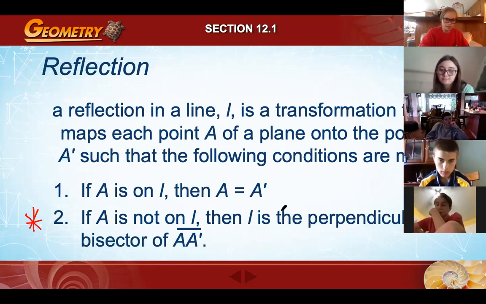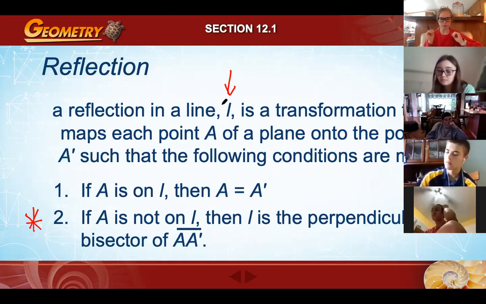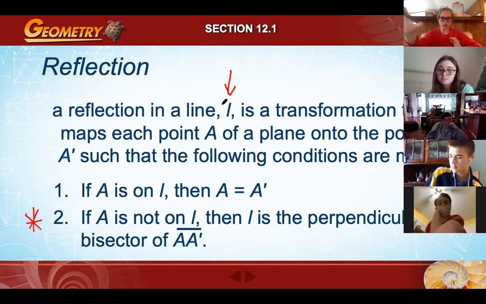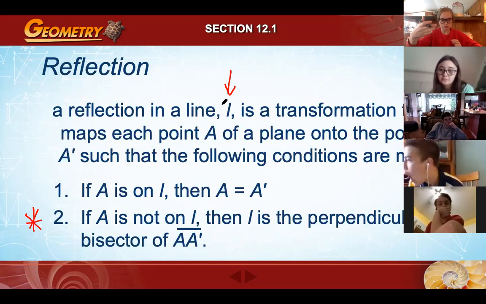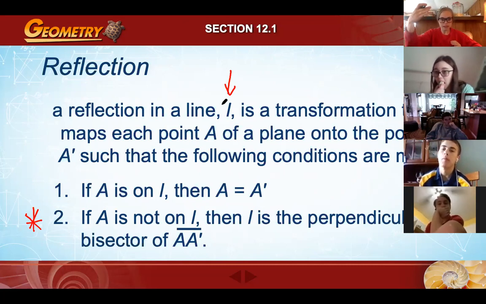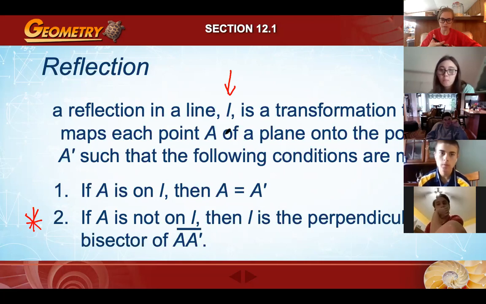First off, what is this line right here? Well, if you go back to the example of a mirror, if you're standing in front of a mirror, you're the pre-image. What you see in the mirror is the image. So the mirror would actually be the line, the reflection in a line. So the mirror would be represented as this line L or whatever, wherever that break is, where the reflection is happening.